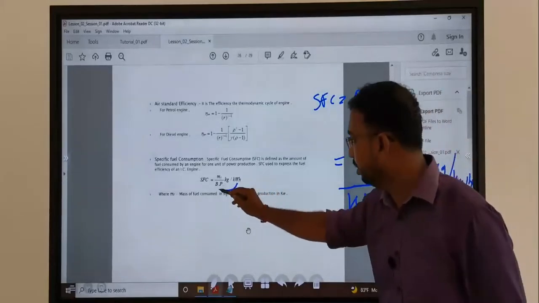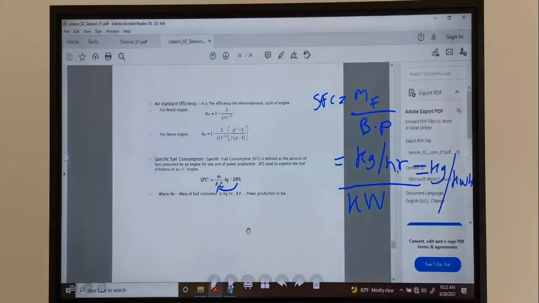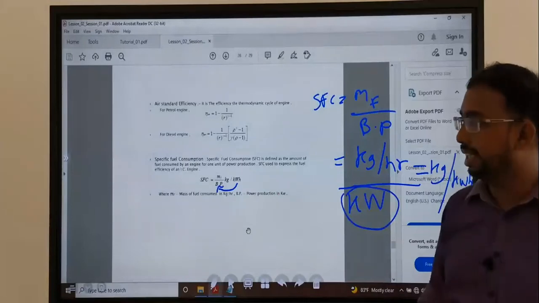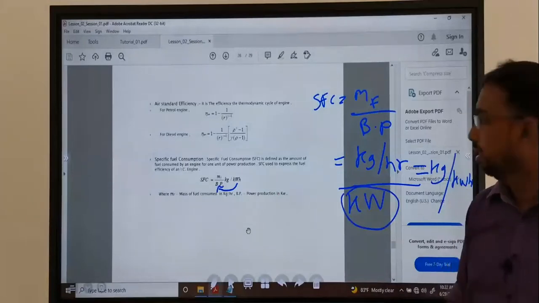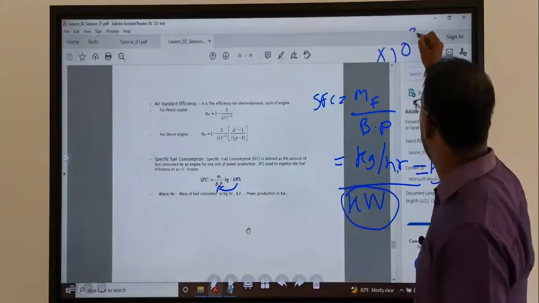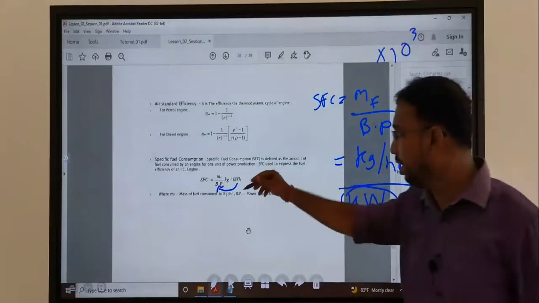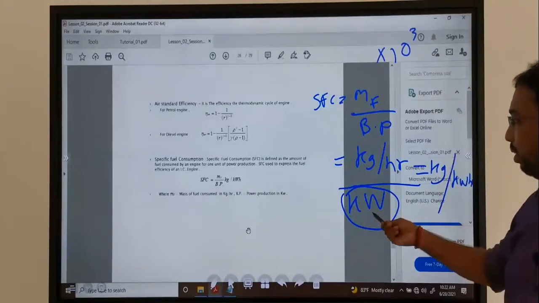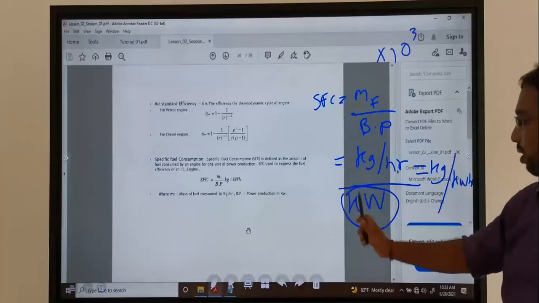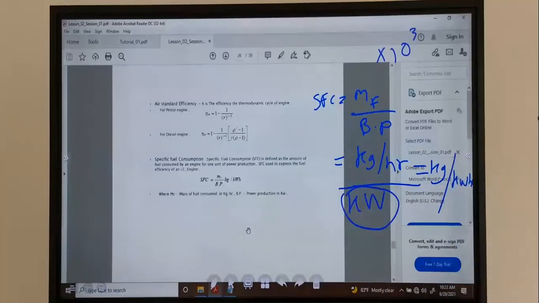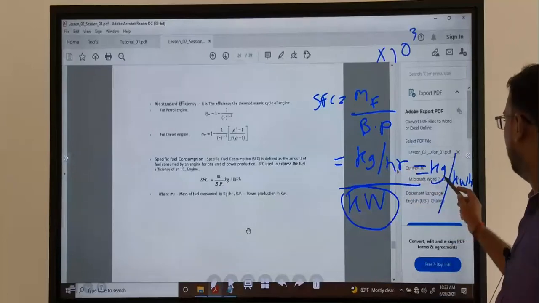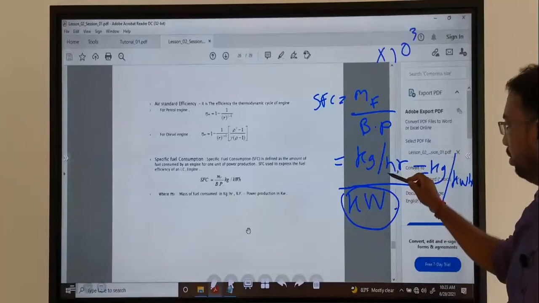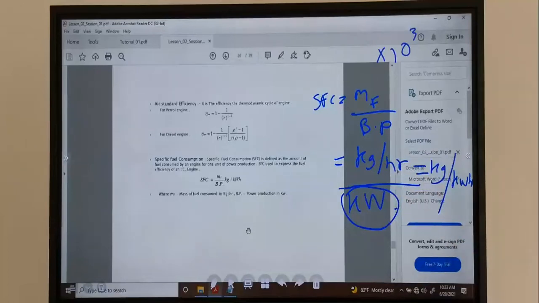This kilowatt comes from this brake power. So in the other equations we can use the brake power as watt, where we multiply by 10 to the power 3, but in this equation it is kilowatt, so we can straightly apply the brake power as kilowatt. So the equation gives kilogram per kilowatt hour. Kilogram into the hour comes here. So kilogram per kilowatt hour. This equation.